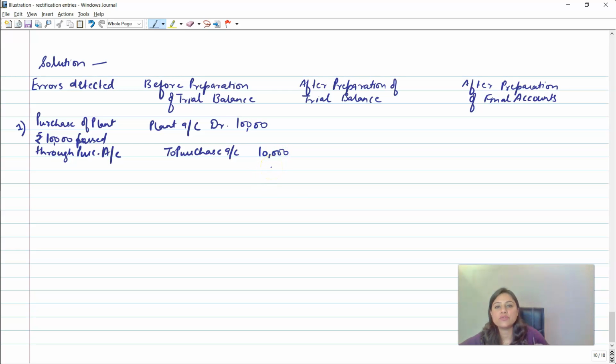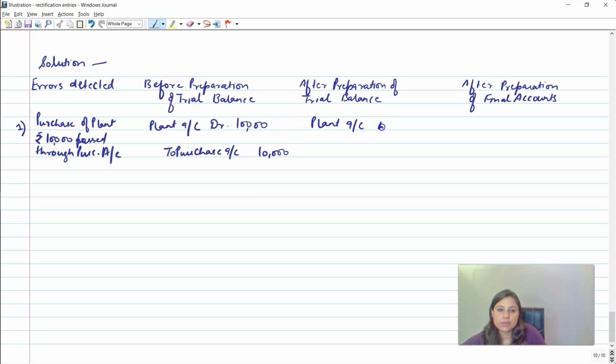So in order to have the reverse impact and nullify the effect of that 10,000 from the purchase account, we would be crediting the purchase account and directly debiting the plant account. And after preparation of the trial balance also, the entry will remain the same, as here we know both the accounts in which the entry needs to be passed in order to rectify the error that is detected. So the entry remains the same.